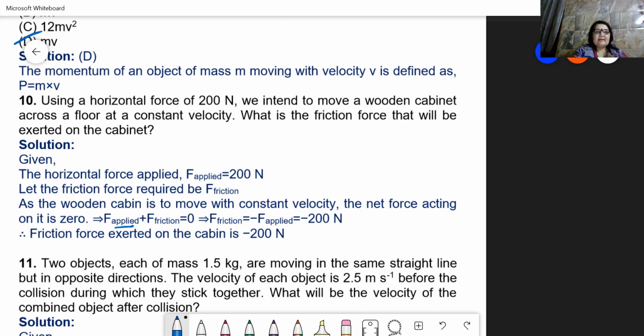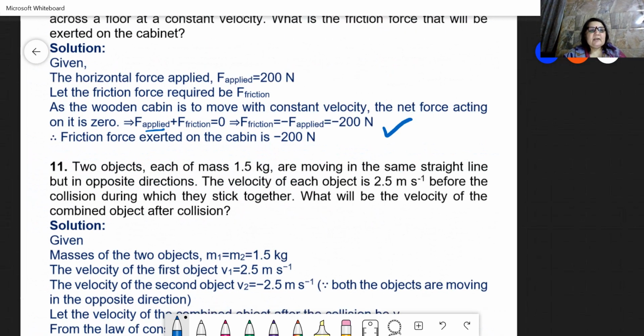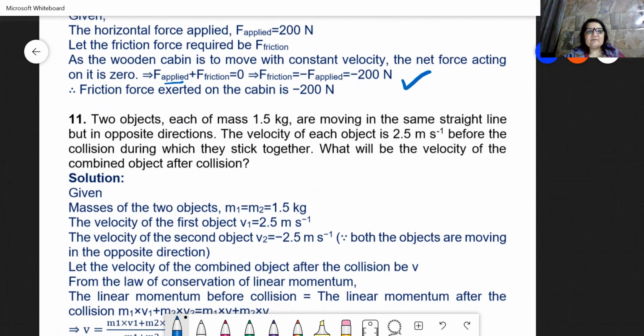Just like we do in maths, F friction is equal to minus F applied. So this 200 Newton will become minus 200 Newton. So what is your frictional force? That is minus 200 Newton. It was a very simple question. Now your next question, the 11th.